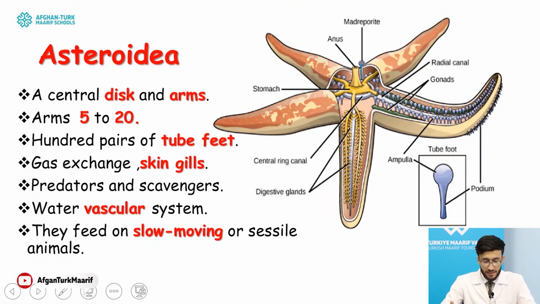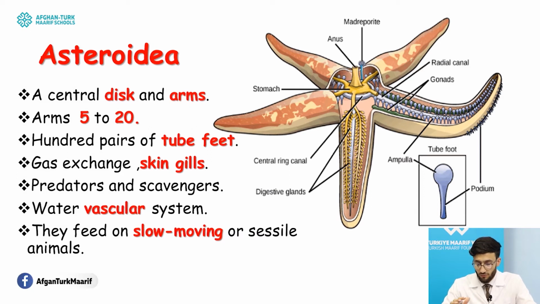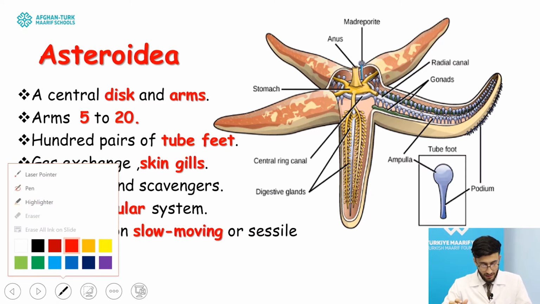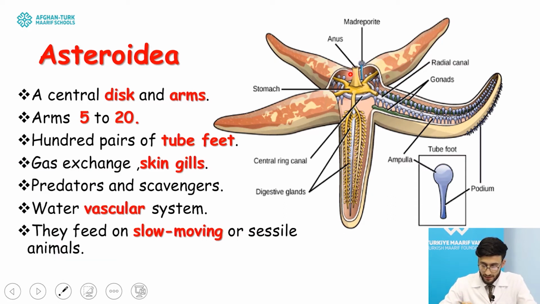Another important class of this phylum is called Asteroidea. Mainly according to the morphological features, you can define that the structure of these creatures is made from a central disc and several arms. This is the central disc and these are the arms. Their arms could vary from 5 up to 20. Between each arm, there are small feet.